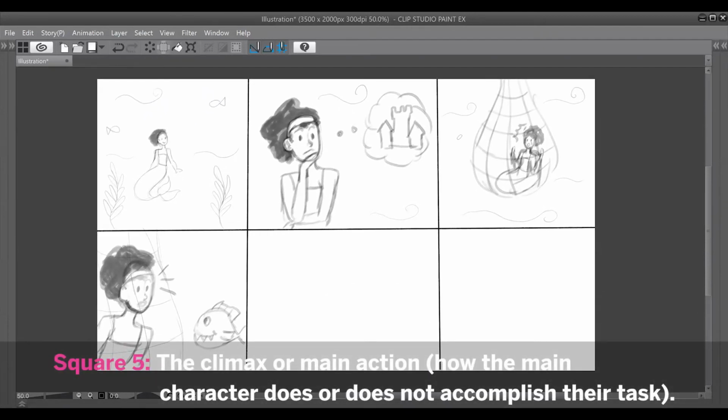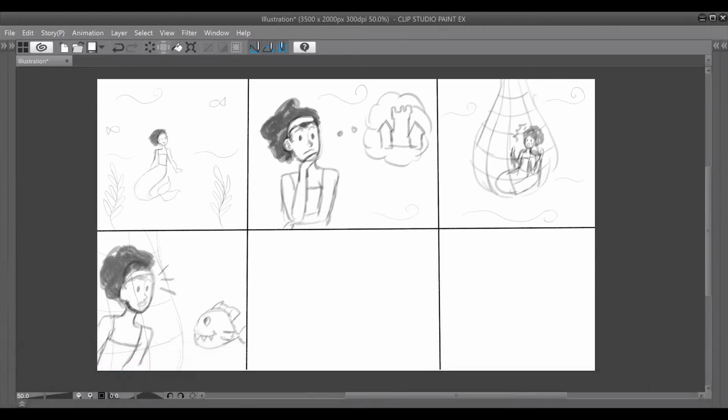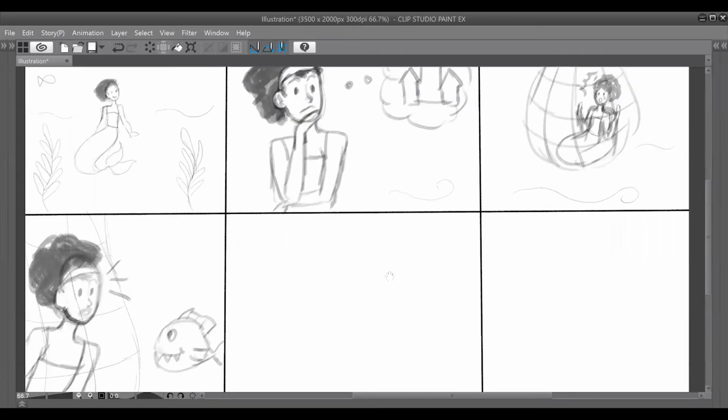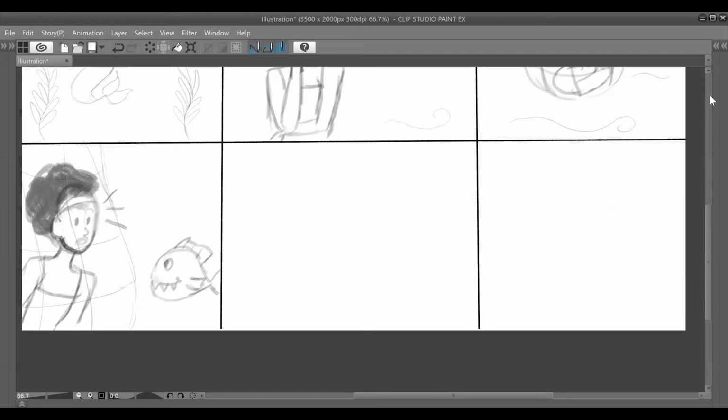Square five, the climax or main action, how the main character does or does not accomplish their task. The climax is the turning point of the story, so everything that's been built up from before is now reaching its peak or its apex. We followed our mermaid friend through her whole journey of deciding to go home, getting trapped in a net, meeting a companion along the way, and now she's about to overcome her obstacle by escaping the net.